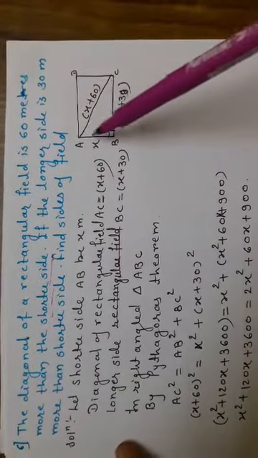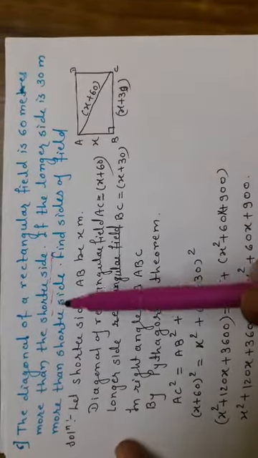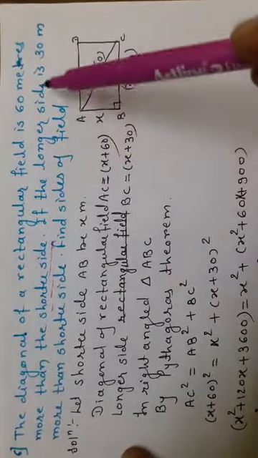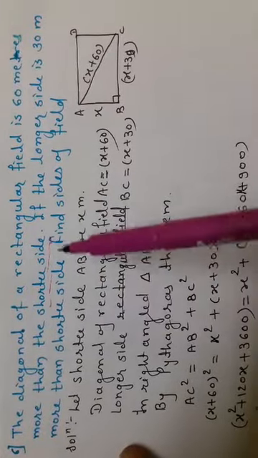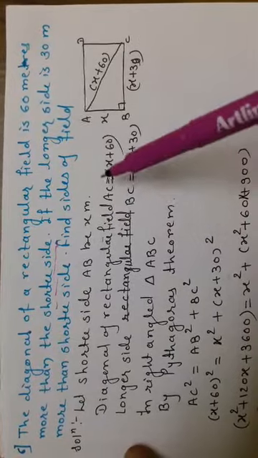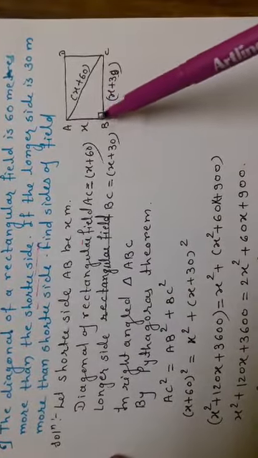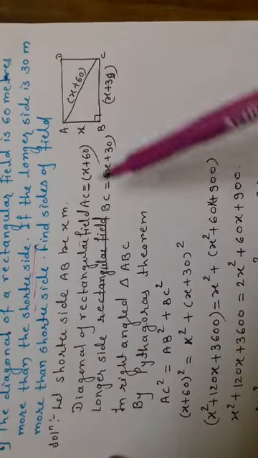I had drawn here ABCD, a rectangular field. Now what they are saying is that the diagonal is 60 meters more than the shorter side, so we will consider, let the shorter side be x meters. So what should be the diagonal? I had taken AB as the shorter side, that is x meters.